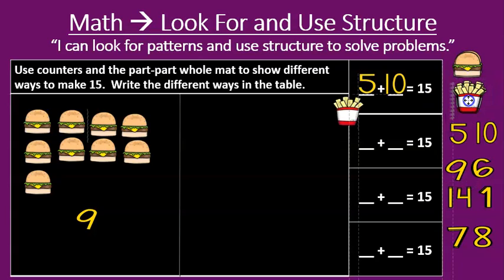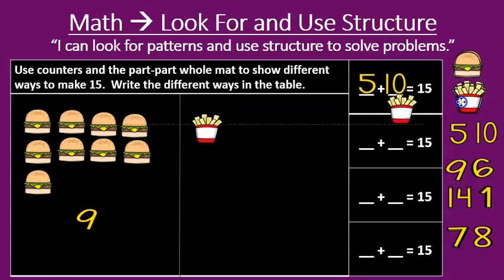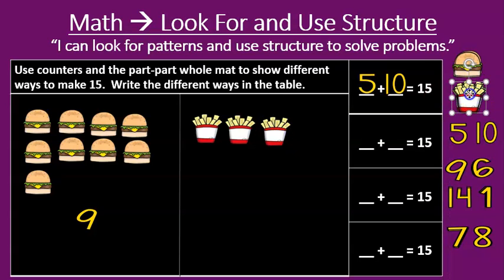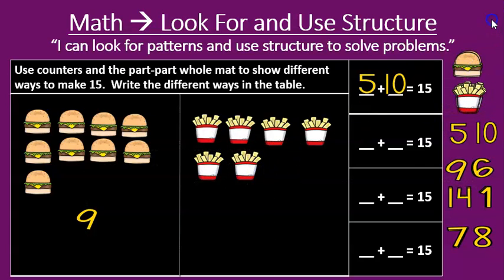9, 10, 11, 12, 13, 14, 15. So now look, boys and girls, we now have a total of 15 when you add up the hamburgers and the French fries. Now we need a number down here.